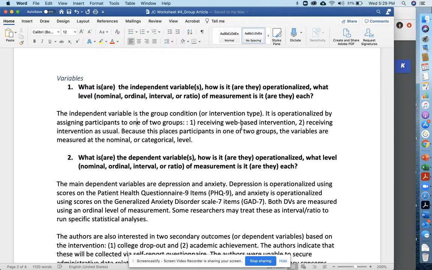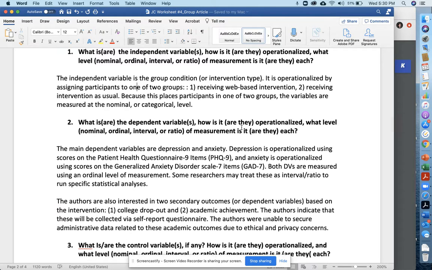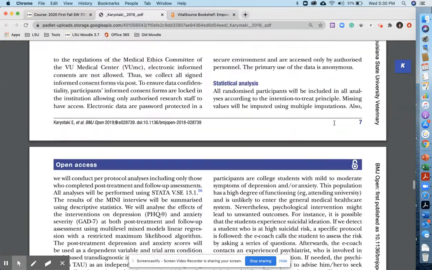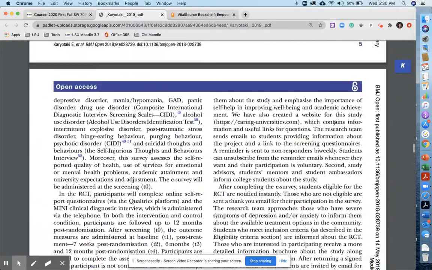One is receiving web-based intervention, and the second receives intervention as usual. That's the control group. And because this places participants in groups, this is nominal or categorical. So it's measured at the nominal level. The dependent variables get a little tricky, but we're going to focus mainly on depression and anxiety because those are the two main dependent variables. And we can find this information in the assessments section.